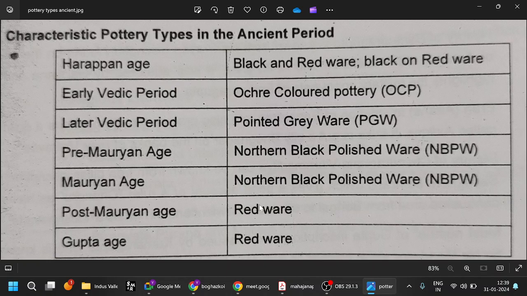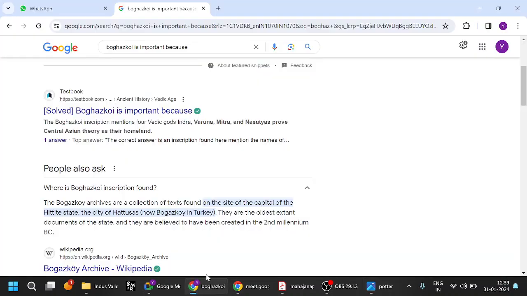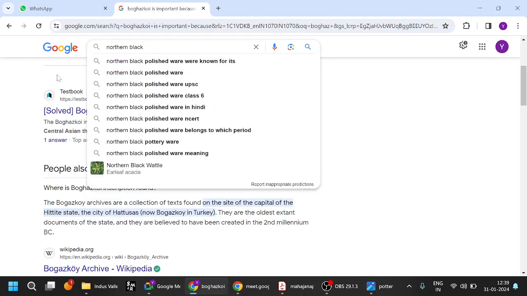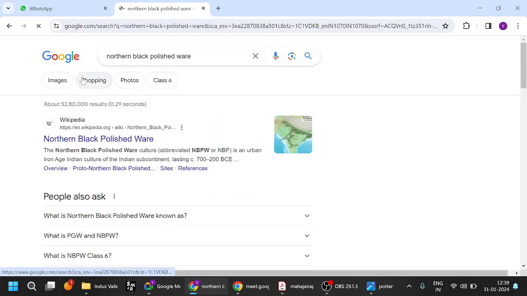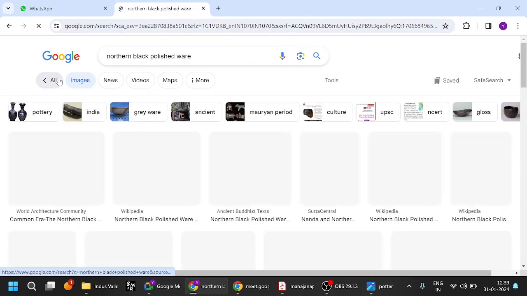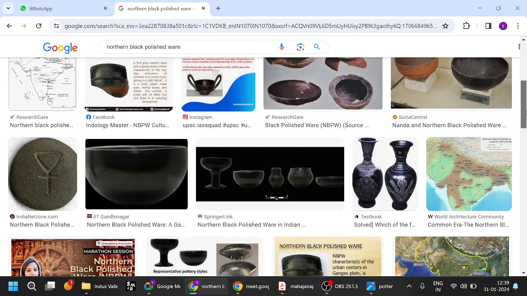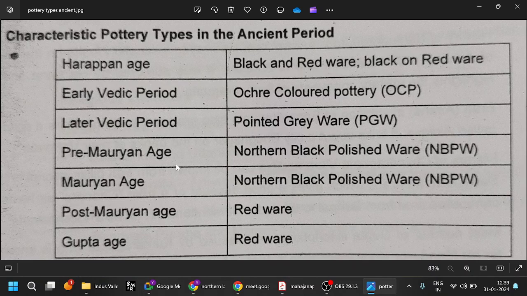So try to register all these things. These are very important. During the Mauryan, it was northern black polished ware. So what do you mean by northern black polished ware? Okay, this is northern black polished ware. You can see this, right? These are considered luxury items during the Mauryan and pre-Mauryan age. Northern black polished ware.